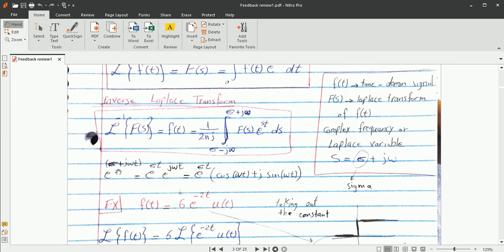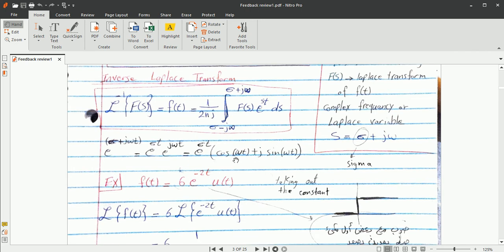Okay, e raised to power sigma plus j omega t, we can split it like e raised to power sigma t times e raised to power j omega t, because you know that this is the mathematical theorem that if you have the same base, then the powers are added. So e raised to power sigma t times e raised to power j omega t, and e raised to power j omega t is given by Euler's theorem: e raised to power j omega t is equal to cos of omega t plus j sine of omega t.